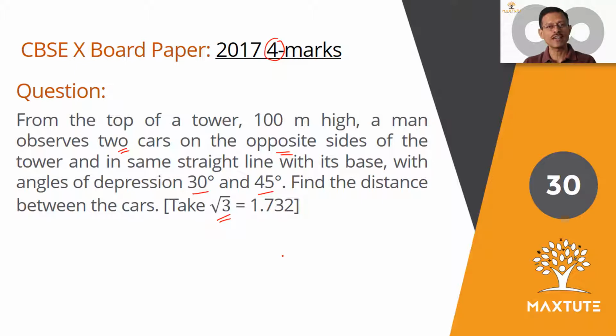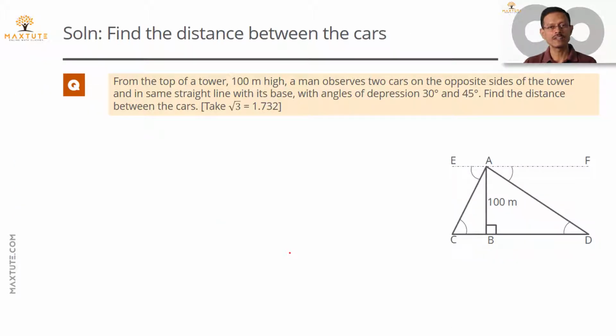Let's quickly draw a diagram which gives a schematic of what we are talking about. The tower is AB and its height is 100 meters. The man is on top of the tower, so let's say A is where the man is. He observes the two cars on opposite sides of the tower, on the same straight line with its base. So the cars are at points C and D. CD is a line along the baseline of this tower.